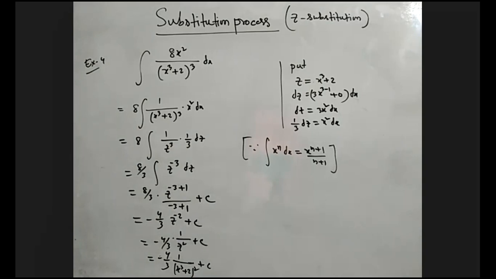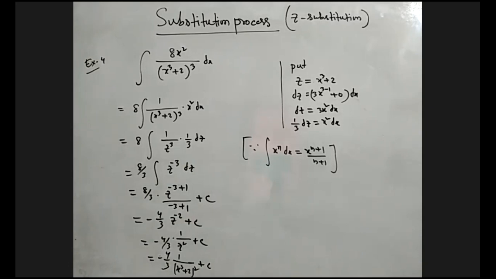Okay, there will be not a square, it will be cube. This will be x cube plus 2 whole square minus 4 by 3 into 1 by x cube plus 2, z equals x cube plus 2, whole square plus c. This is the result.